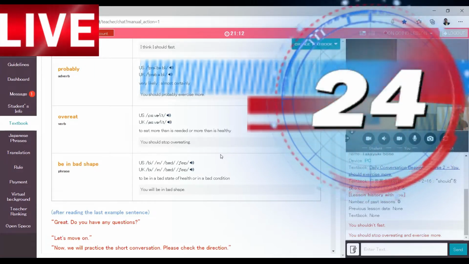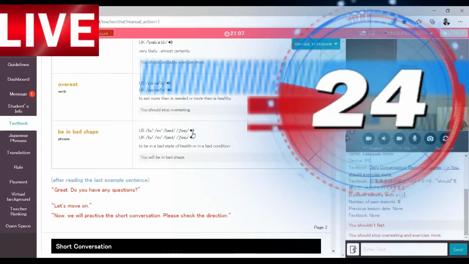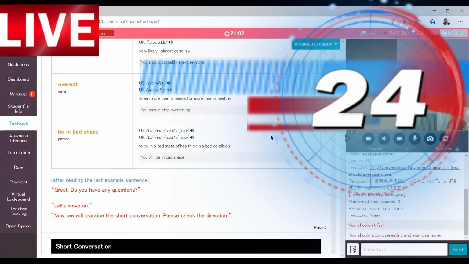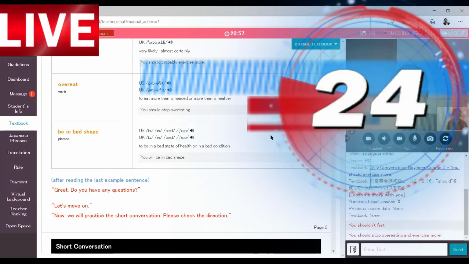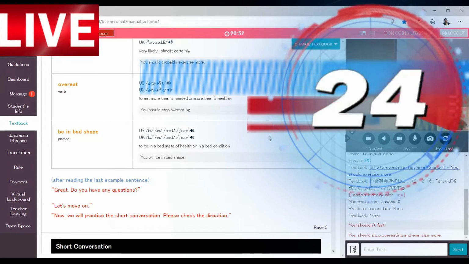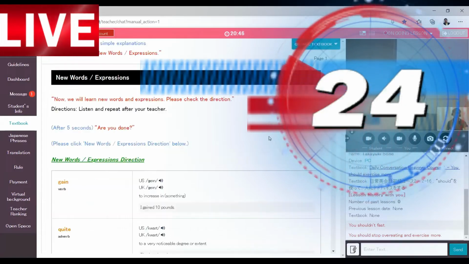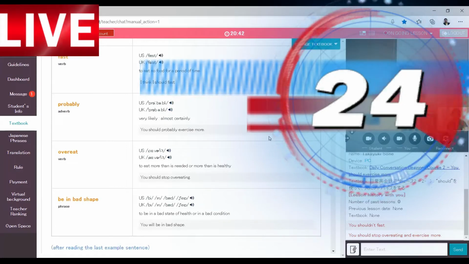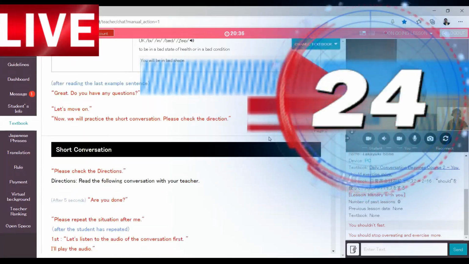Okay, please read the sentence. You should stop overeating. That's right. And the last one. Be in bad shape. Please read. Be in bad shape. Okay, it means to be in a bad state of health or in bad condition. Okay, please read the sentence. You will be in bad shape. All right. Very good. Now we're done with new words or expressions. Are there any questions so far? I have no question.